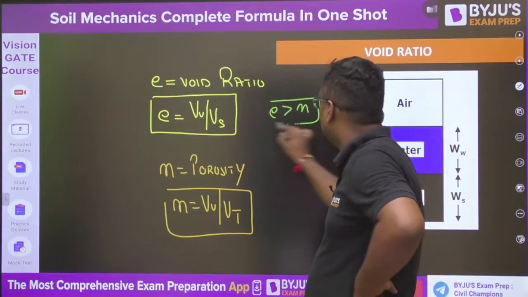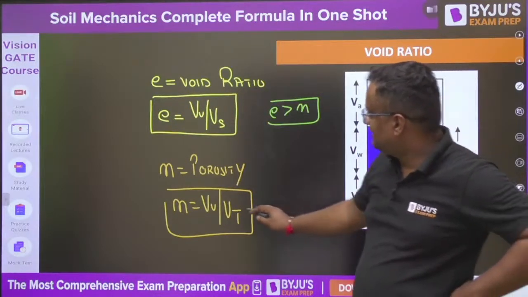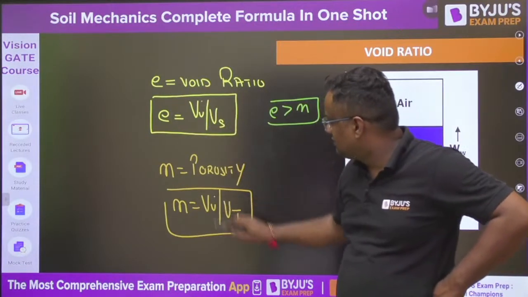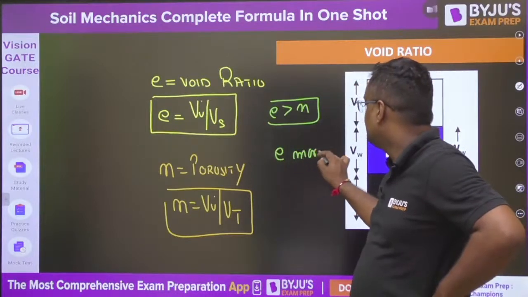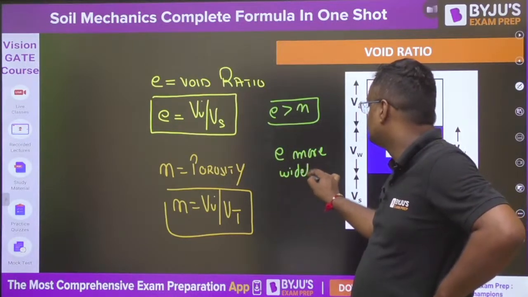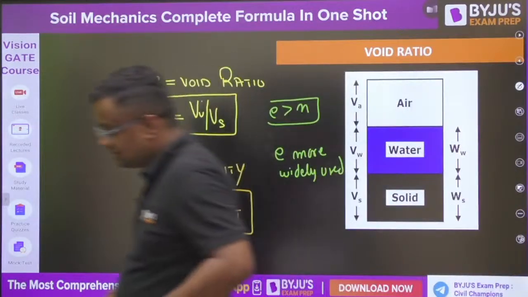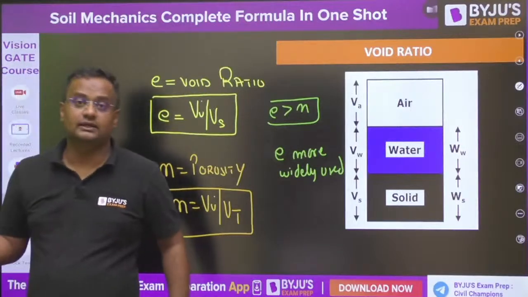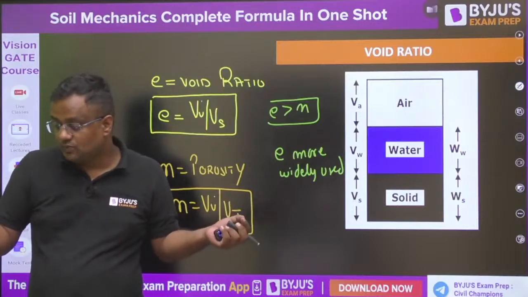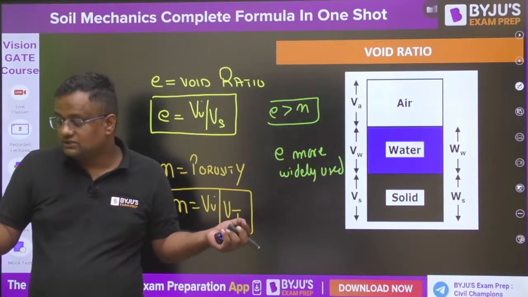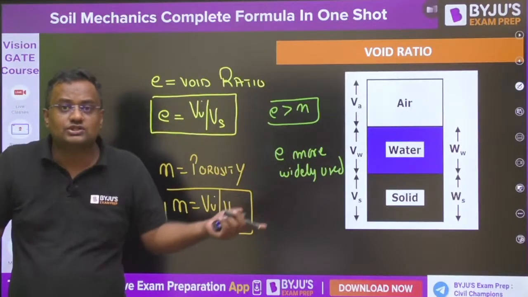What is the relation? I'll tell you later on: n is equal to e upon 1 plus e. e is bigger because the numerator is the same, volume of voids, but the denominator is bigger for n. But e is more widely used. The reason is that in e the denominator is volume of solid, which is a constant parameter. So e is a more stable parameter.